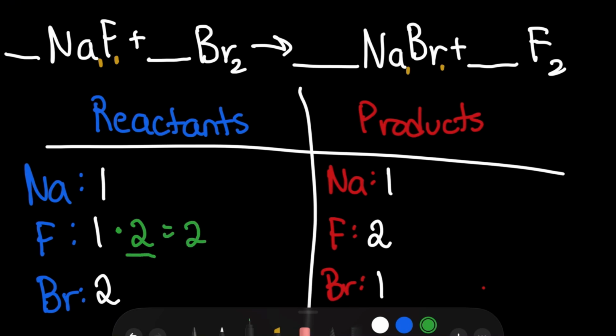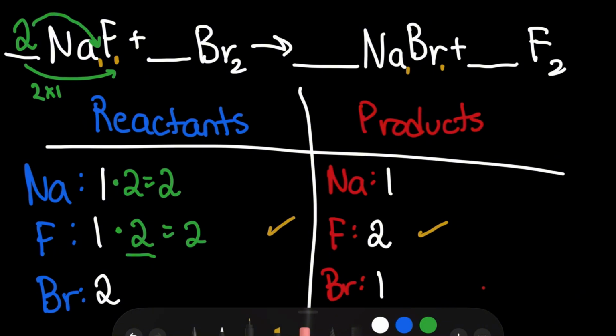If I were to multiply 2 to the 1 fluorine on the reactant side, then the fluorine will be balanced on both sides. When I multiply by 2 to the fluorine in the reactant side, I have to include that 2 as a coefficient, so that it shows that I'm multiplying the 2 times the 1 fluorine. However, sodium is also there, meaning I also have to distribute that 2 to the sodium. So now it's no longer 1 sodium on the reactant side, because now I'm multiplying it by 2. So now I have 2 sodium on the reactant side, and I still have 1 sodium on the product side. So it's no longer balanced.